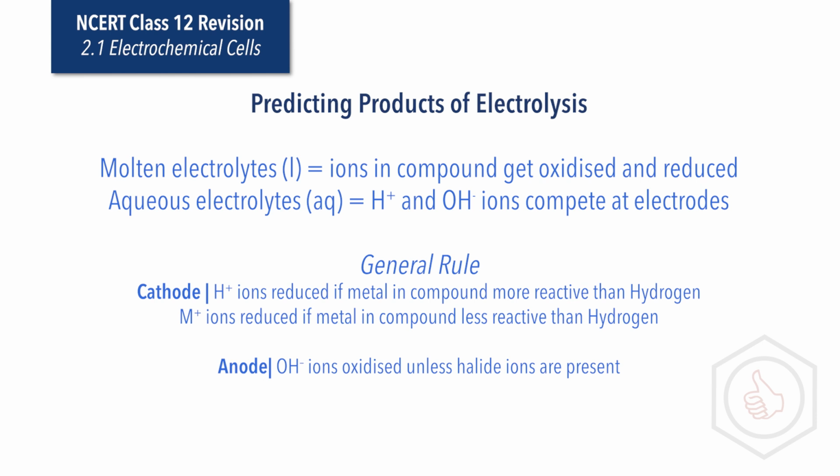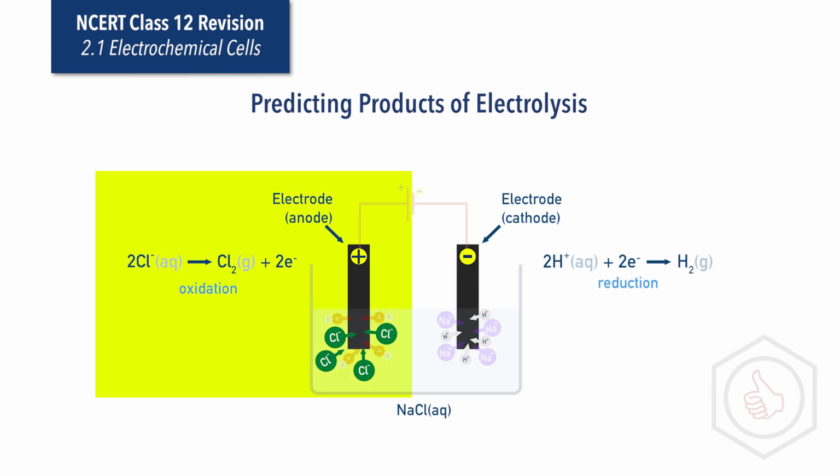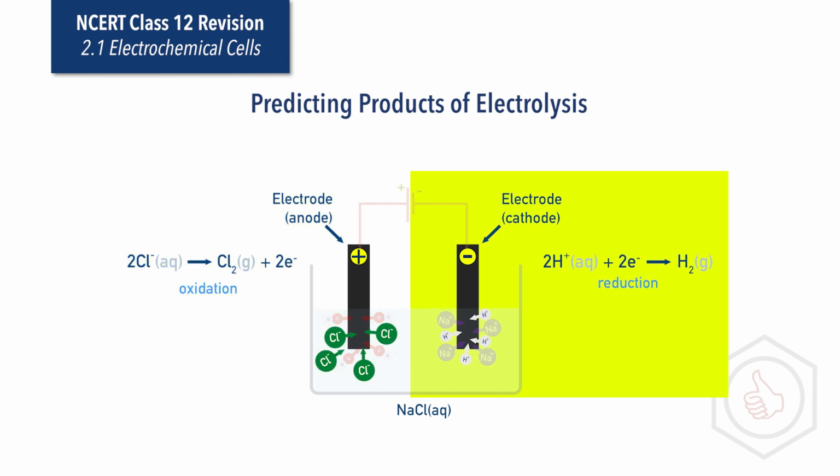concentrations are very low. For example, if we now look at the electrolysis of aqueous sodium chloride, the reaction at the anode remains the same because chloride ions will be oxidized instead of hydroxide ions from the water, but at the cathode, hydrogen ions will get reduced instead of sodium ions because sodium is more reactive than hydrogen.